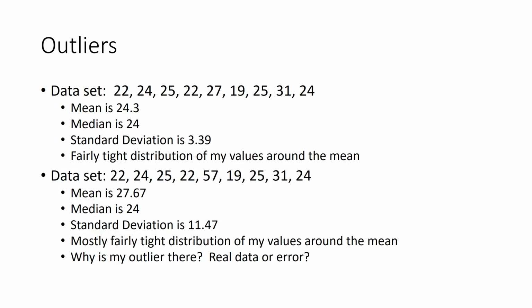If I take my same exact data set and I change one value to throw in an outlier, instead of 27 I have 57, my mean doesn't go up that much. It goes up a bit, but it's not huge. My median is still 24, which is again why we use medians, but my standard deviation is out of whack. It's way out of whack, and that's thrown off by that 57, that single value. So it becomes an issue of whether or not we eliminate that 57 value or how we correct for that. It's mostly a fairly tight distribution with just one exception.